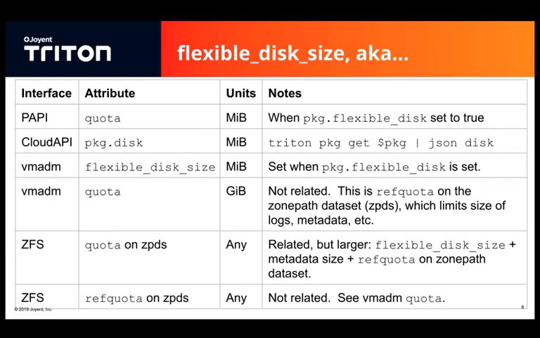So the ZFS quota on the zone path dataset is the flexible disk size plus metadata size plus the ref quota on the zone path dataset. And like I mentioned already, ref quota on the zone path dataset is the same as VMADM quota, but completely unrelated to flexible disk space.